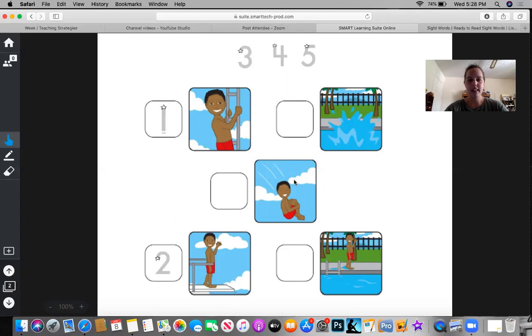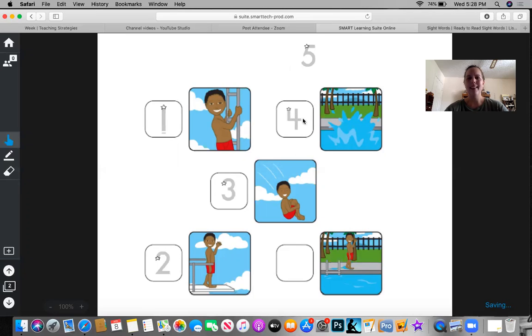The splash, the jump, or all done? Third goes right here. The jump. So let's say it together. First, second, third. Three represents third. Okay, we have two left. What comes next after third? We're looking for the fourth picture. The splash, or all done? Right here.